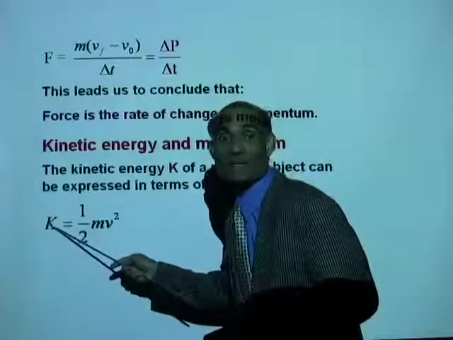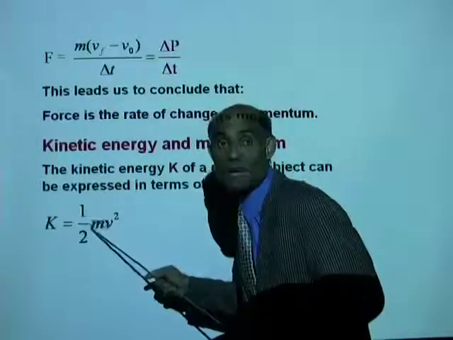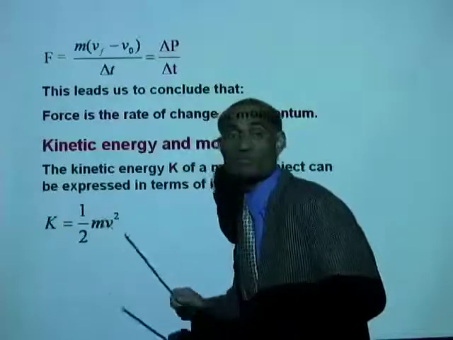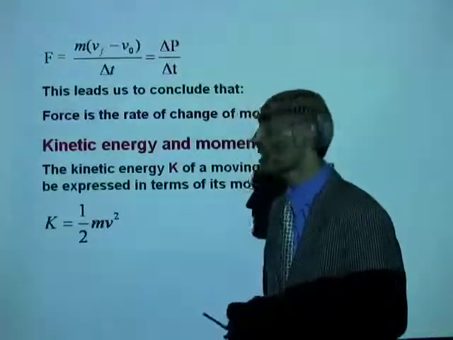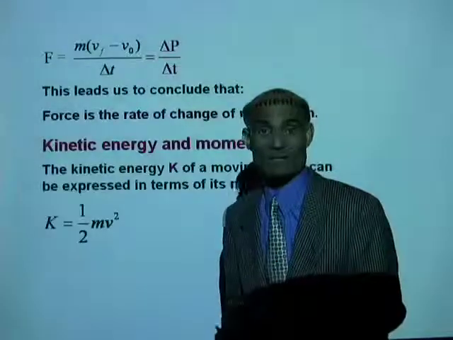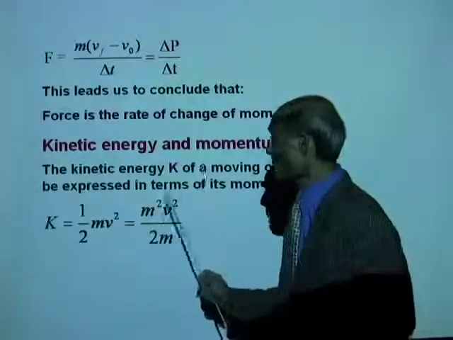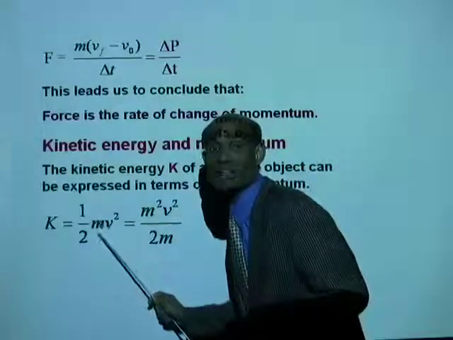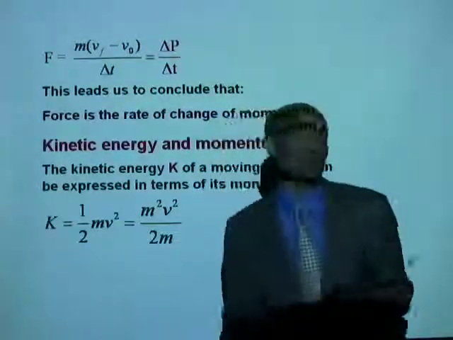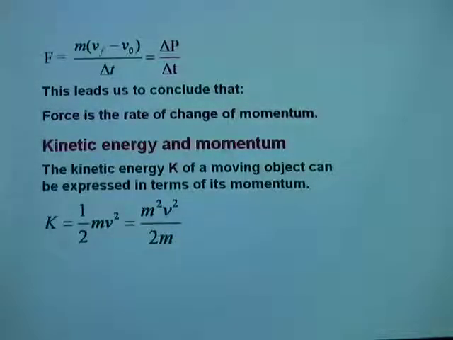Alright, kinetic energy of an object of mass m moving with a velocity v is K equal to 1/2 mv squared. Now, what I have done here is multiply and divide by m. Is that difficult to do? Now, watch here, 1/2 mv squared. I multiply and also divide by m.